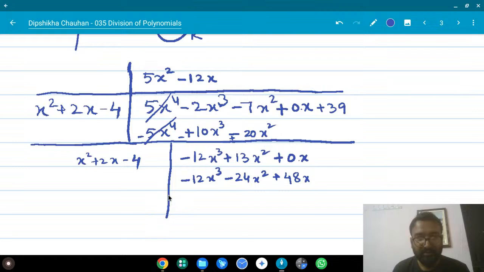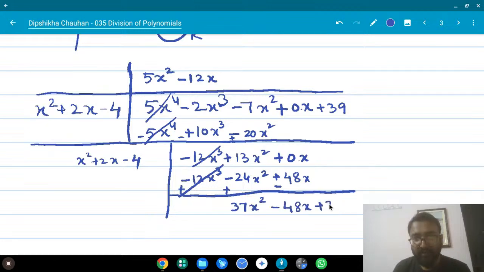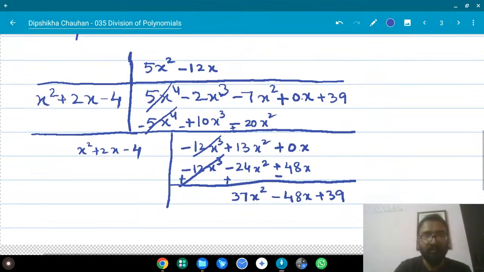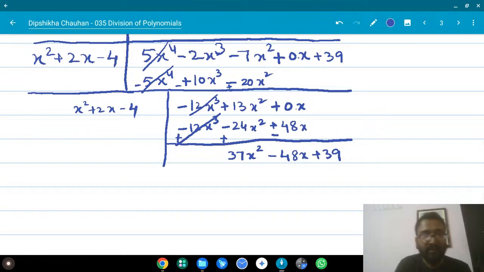So next you have to subtract. Minus becomes plus, plus becomes minus. These two will get cancelled. It is 37x square. One more number term will fall, it is 39. Okay, so next division is as it is. So here again we have to take the same x square plus 2x minus 4.